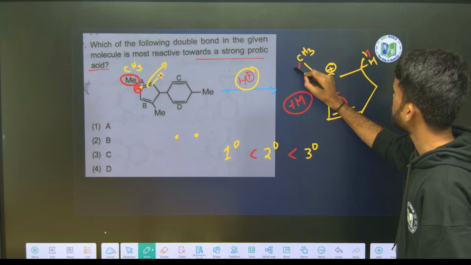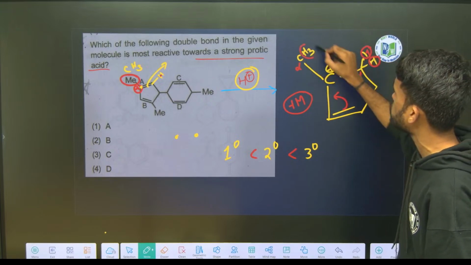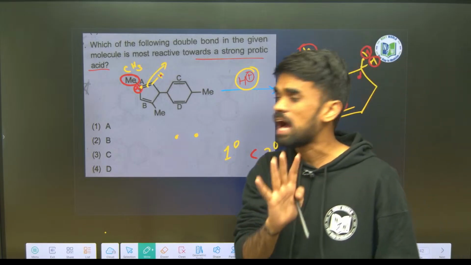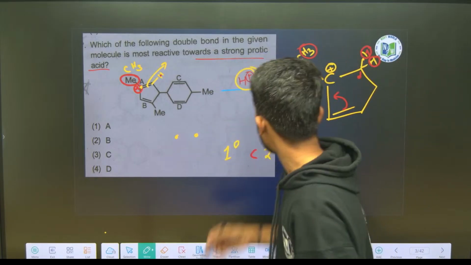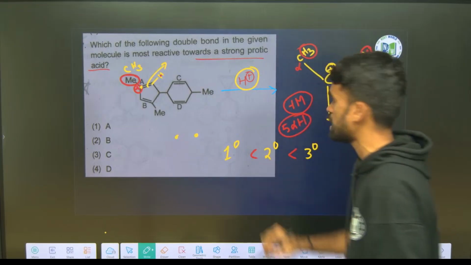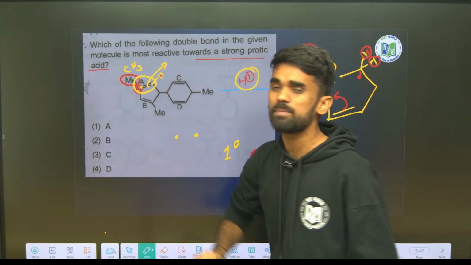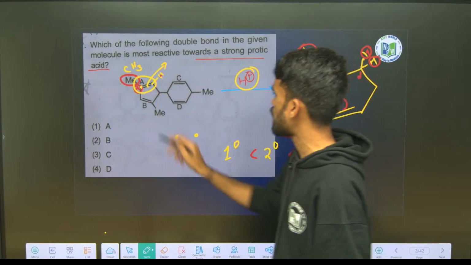And here we have alpha carbons having 2 hydrogens here and 3 hydrogens here. So there are 5 alpha hydrogens, and it can be stabilized by 5 hyperconjugative structures. That is why the double bond at the A position is more reactive when we compare with the others.